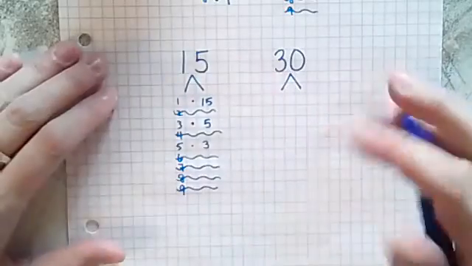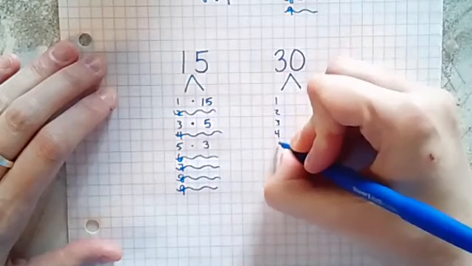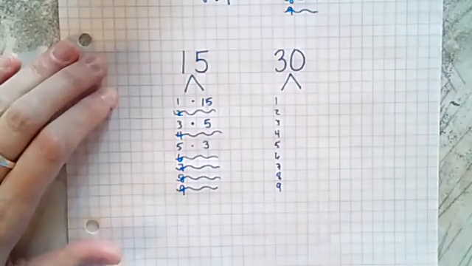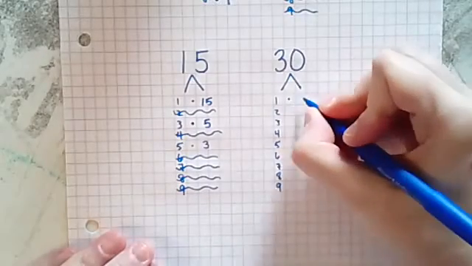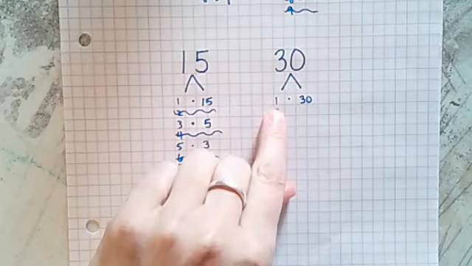Now, let's go to 30. So again, 1, 2, 3, 4, 5, 6, 7, 8, 9. Okay. 1 times what will give us 30? 1 times 30. Good job. Identity property, looking at itself in a mirror.